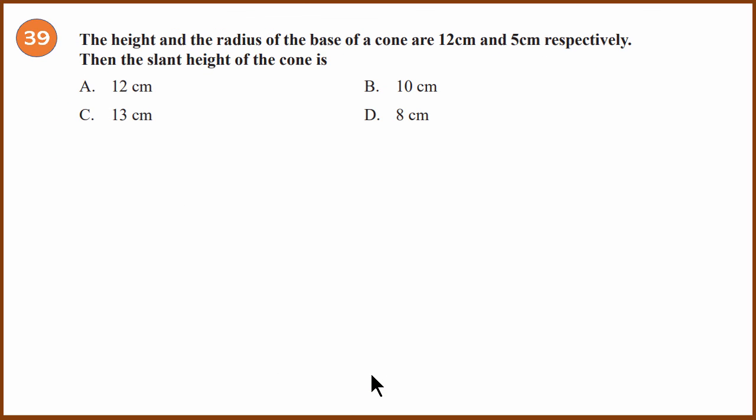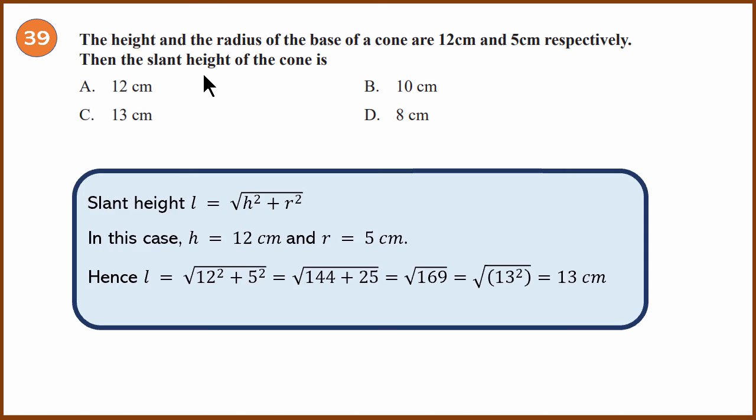39. The height and radius of a cone are given, and they ask us to find the slant height. So they've given us the height and the radius of the cone. We need to find the slant height. Now slant height comes from the Pythagoras theorem formula. So slant height is given by square root of h square plus r square. H is 12, r is 5. If you substitute and simplify, you get 13 centimeter. So the correct answer is C.